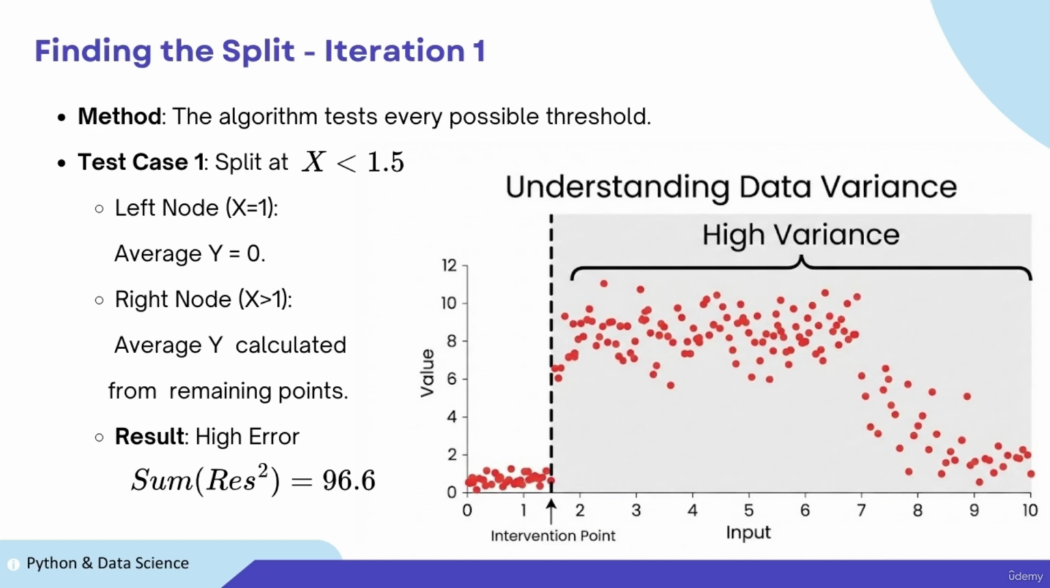To find the optimal split, the algorithm tests every possible threshold. Let's look at test case 1, where the algorithm tests a split at x less than 1.5. It isolates the point on the left to calculate an average y value. Then it calculates the average y for the right node using all the remaining points. The result is a high error with a sum of squared residuals of 96.6. This error is high because that right-hand section still contains a huge amount of data variance.